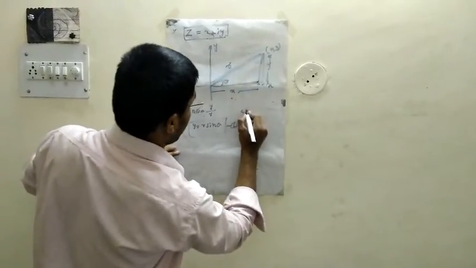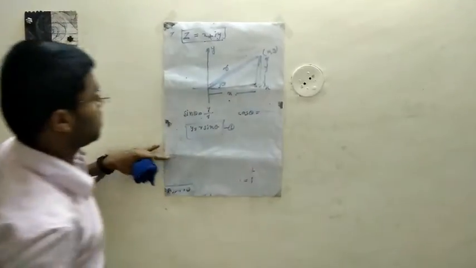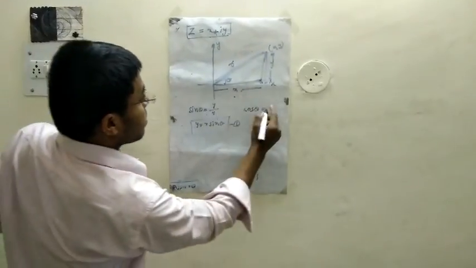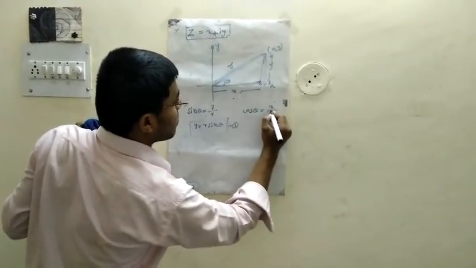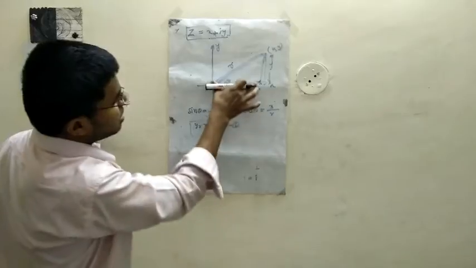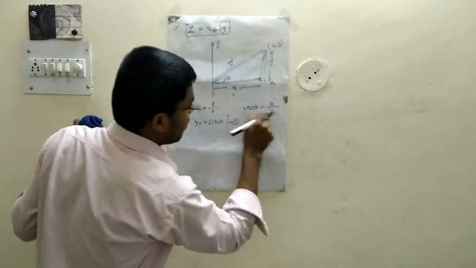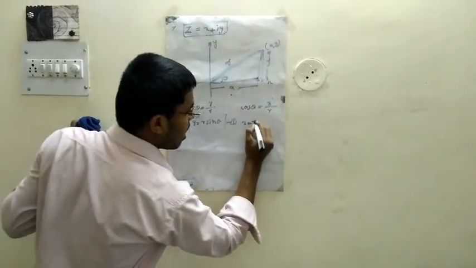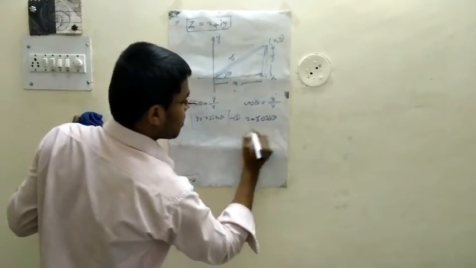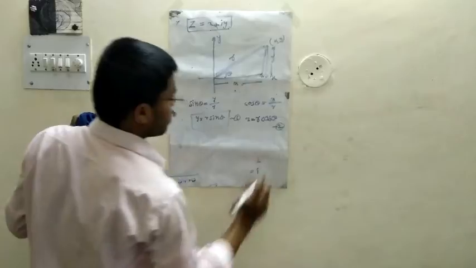And what is x? If I consider cos theta equals x by r, cos theta means adjacent side by hypotenuse. What is the value of x? Bringing r across, x equals r cos theta. This is equation number 2.